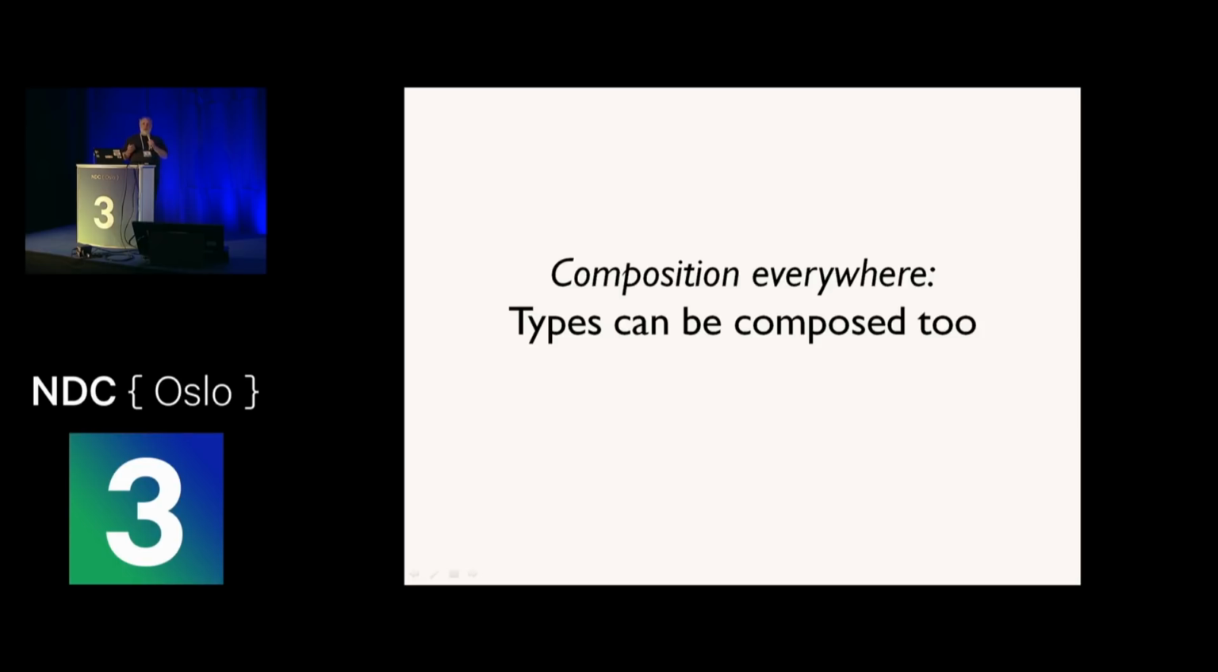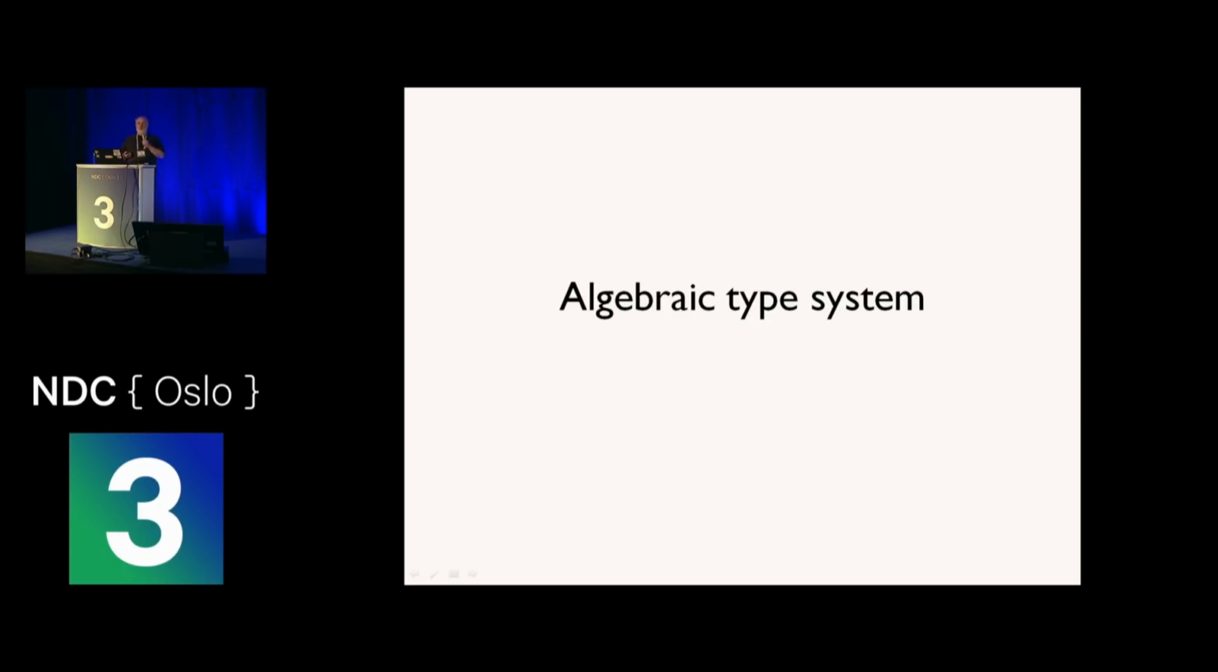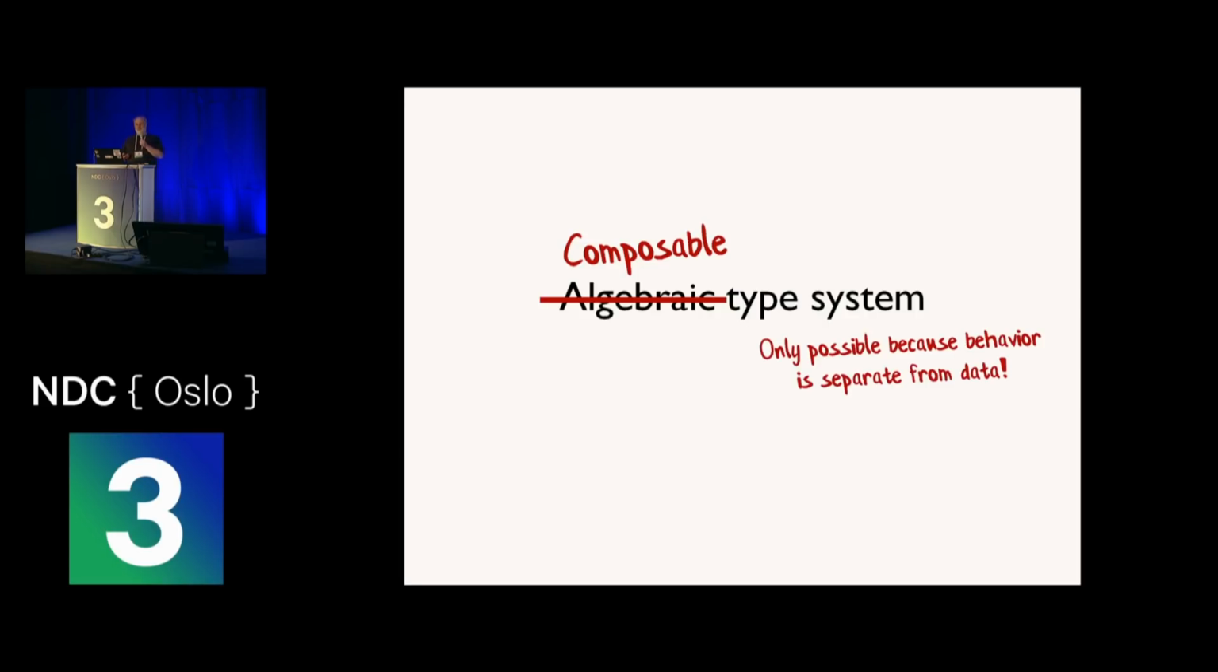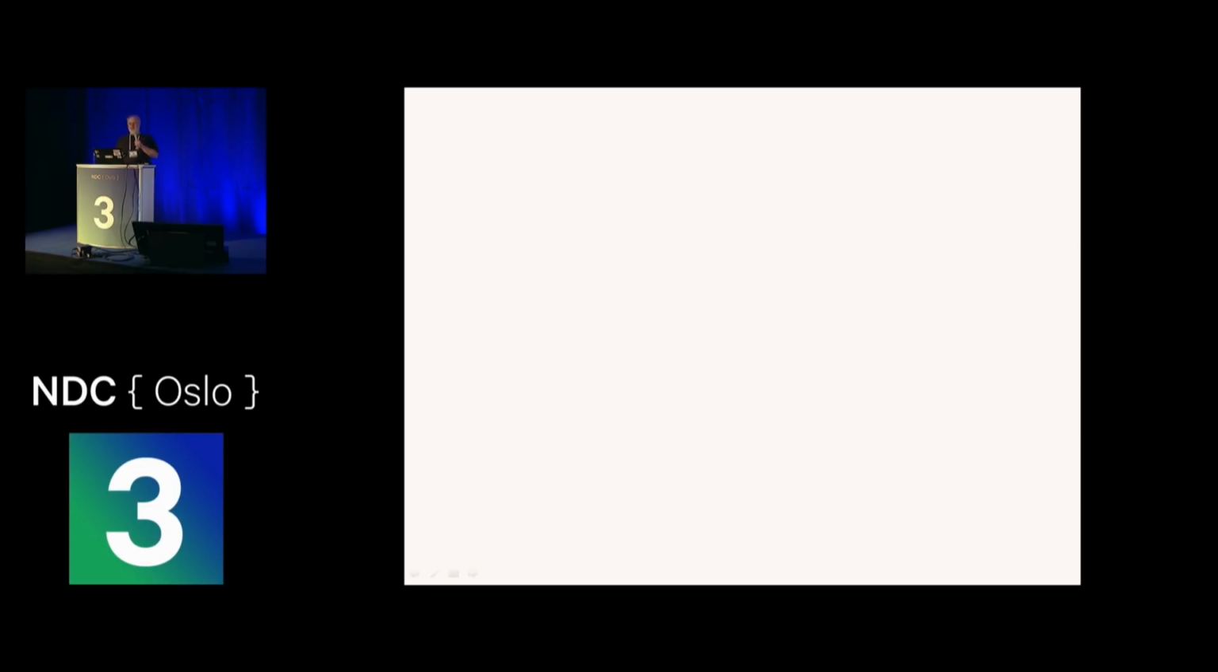Now, because they're just sets, types can be composed. And we call this an algebraic type system, or I'd rather call it a composable type system, because you can glue types together to make bigger types. And that is only possible because types don't have behavior. Right? Behavior is done separately from the types. And because it's just sets of things, you can do set union, you can do set intersection, you can do all kinds of things. You can do sets and make bigger sets.